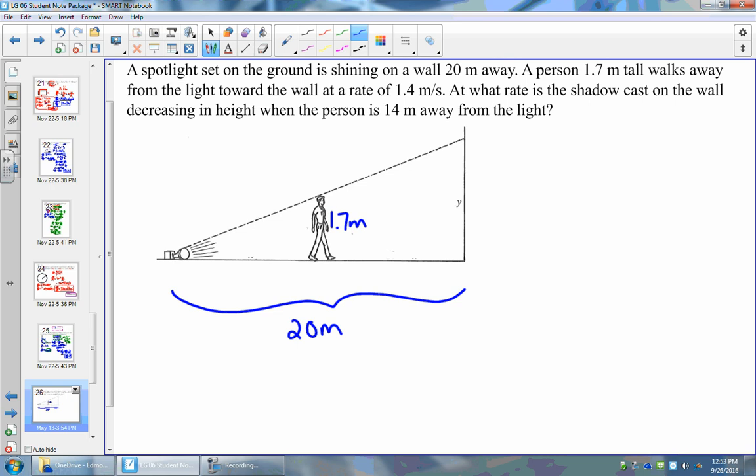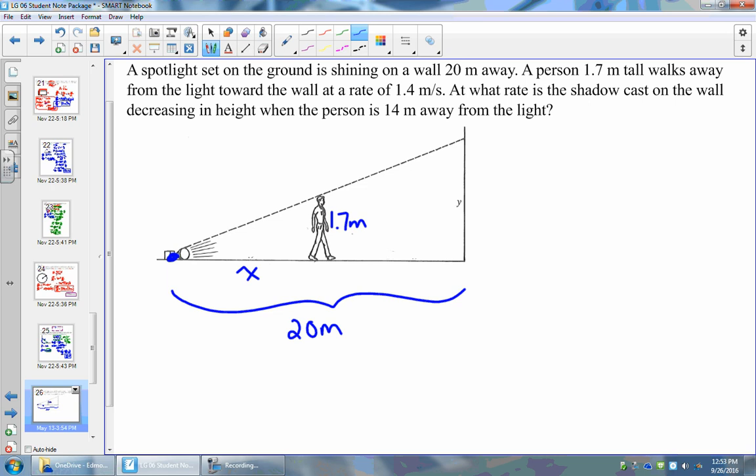So we're kind of talking about the light as the origin, right? Like they're walking towards the wall from the light. At what rate is the shadow decreasing when he's 14 meters away from the light? So the light is kind of like our origin. So I would probably put a variable here between the origin and the person walking to and from the light.